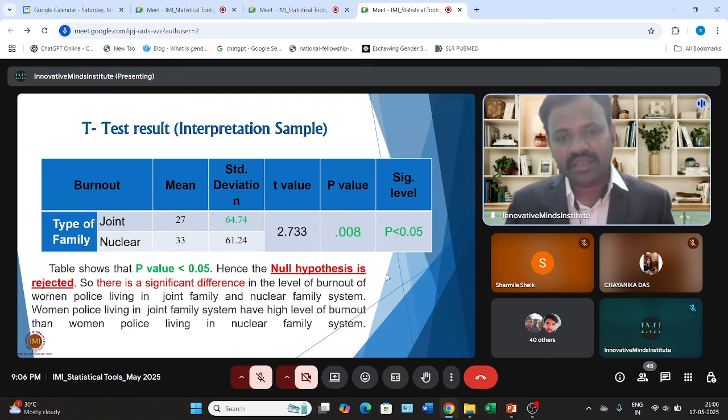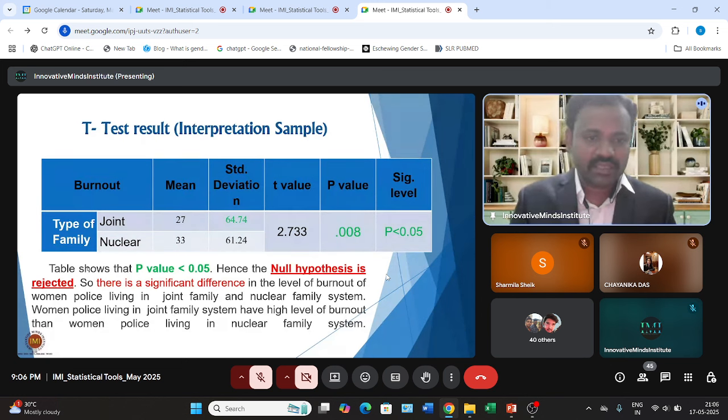Suppose there is a significant difference. Then another question arises, right? Whether people from joint family have the higher level of burnout or nuclear family has the higher level of burnout. To check that, please see the mean value. Not the standard deviation value, check the mean value. Mean value is 27, 33, which is higher.